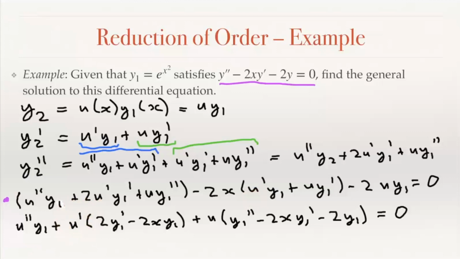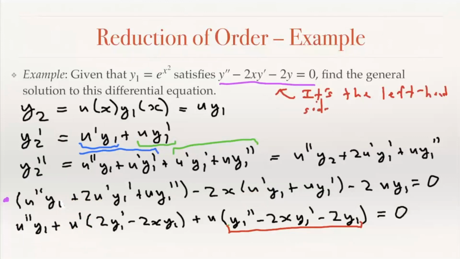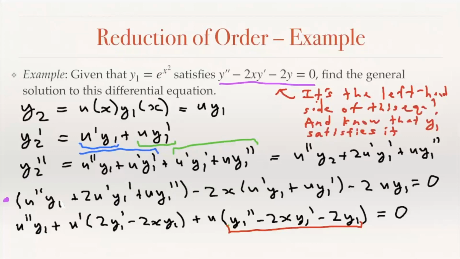Okay, this is looking pretty ugly so far, but here's where the massive simplification comes in. Look at this part. It's the left-hand side of this equation. And we know that y1 satisfies it, since that was essentially our definition. y1 satisfies that equation. And what does it mean to satisfy an equation? Well, it means that when you plug it in, you get the right-hand side.